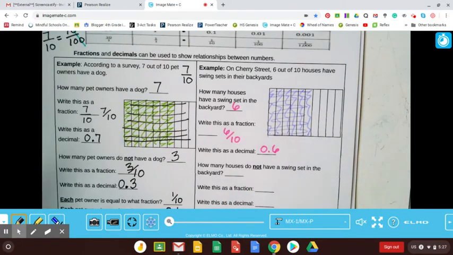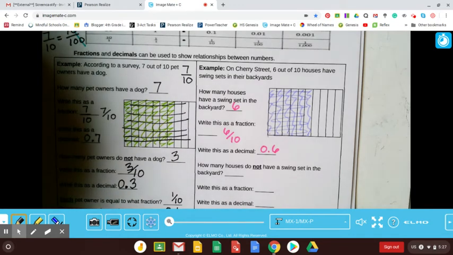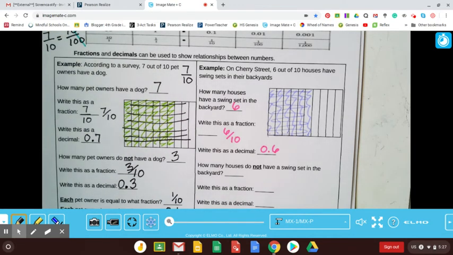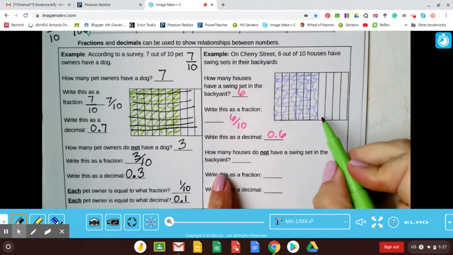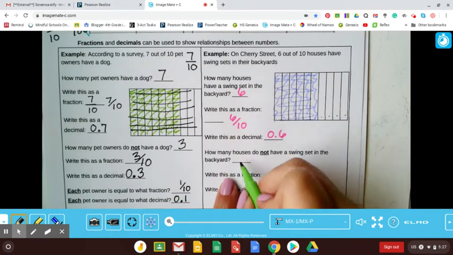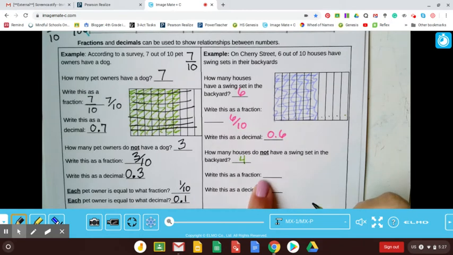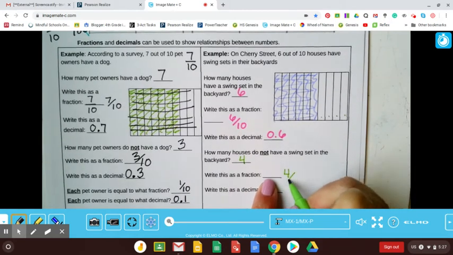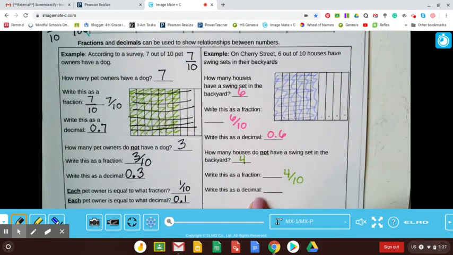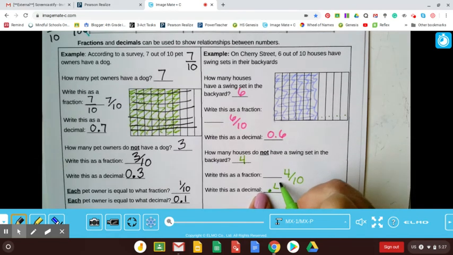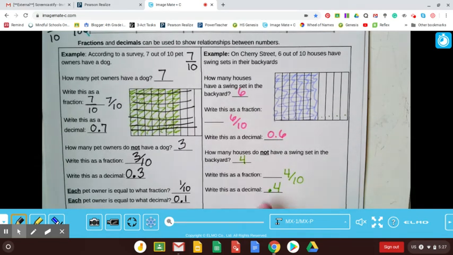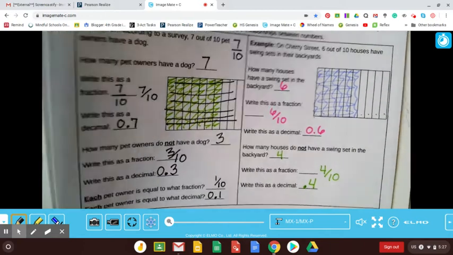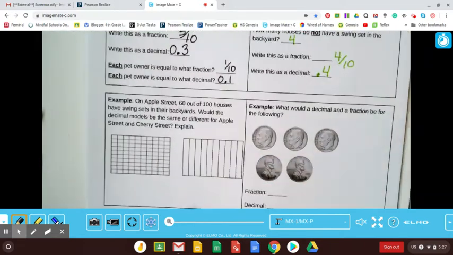So if 6/10 have swing sets in their backyard, how many do not have a swing set in their backyard? So we can either count 1, 2, 3, 4, and write this as a fraction, 4/10, and write this as a decimal, 0.4. Excellent. Now let's take a look at Apple Street.